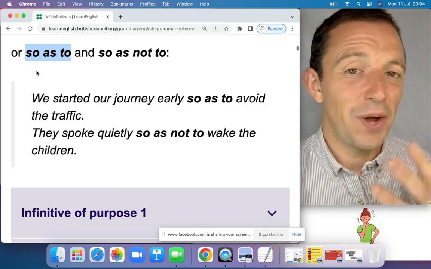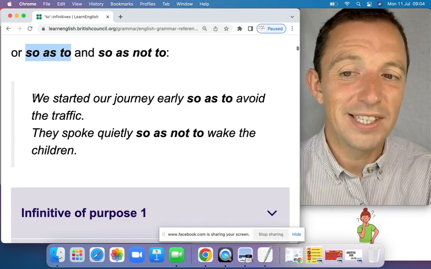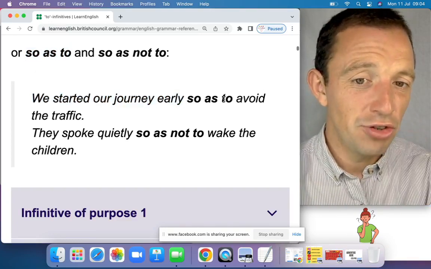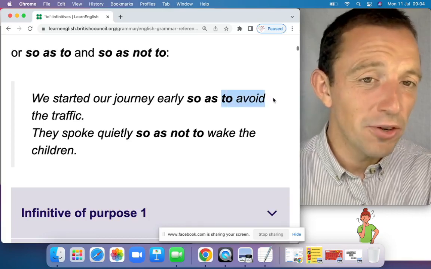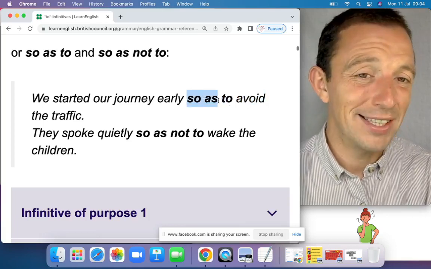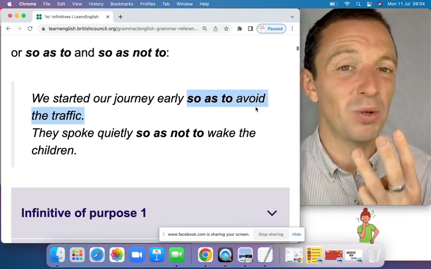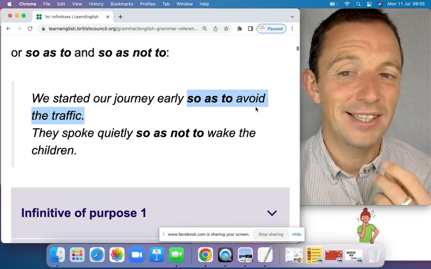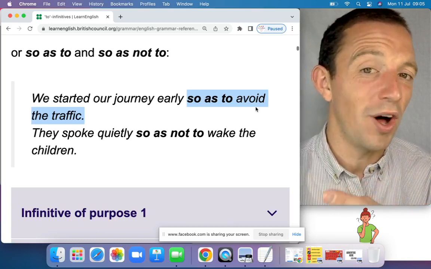It's to answer the question why. So for example, we started our journey early. Why? To avoid traffic, in order to avoid traffic, or so as to avoid traffic. So you have three possible ways to express the infinitive, to express the purpose and answer the question why.